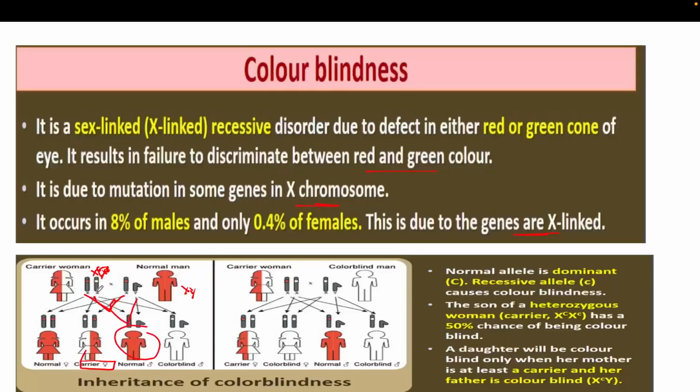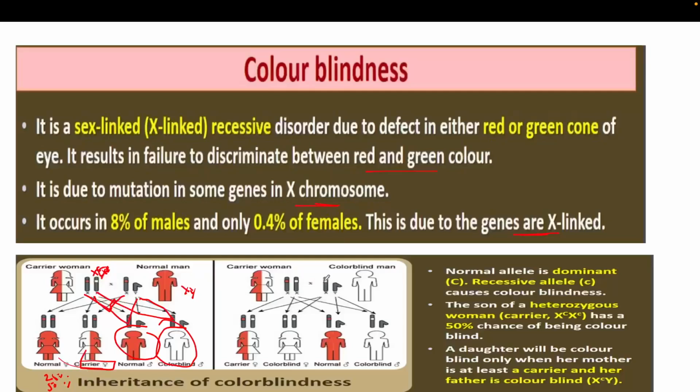In the case of the son, this X will cross with this Y, and a normal son will occur. When this carrier X crosses with this Y, the color blind son will occur, because it does not have an extra X to compensate for the gene coming from the mother. So what is the percentage here? 50% of offspring are normal, 25% will be color blind and 25% will be carrier. This is the percentage.